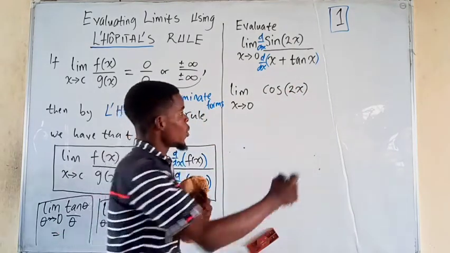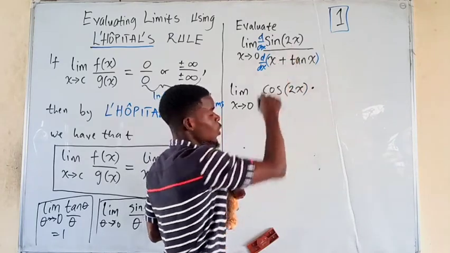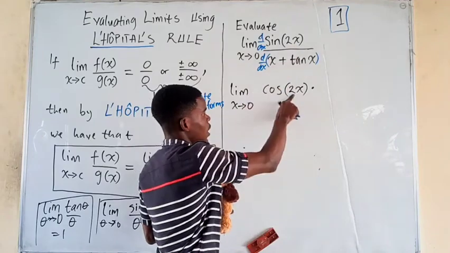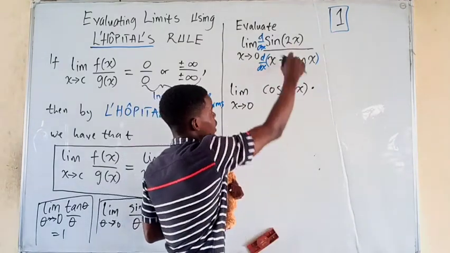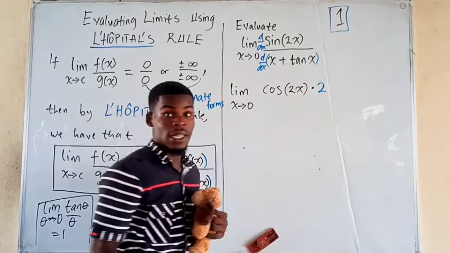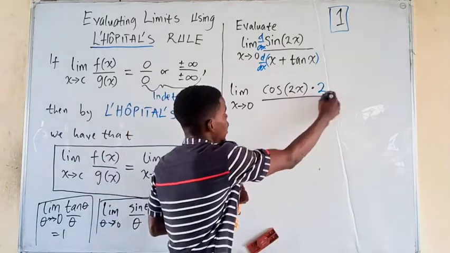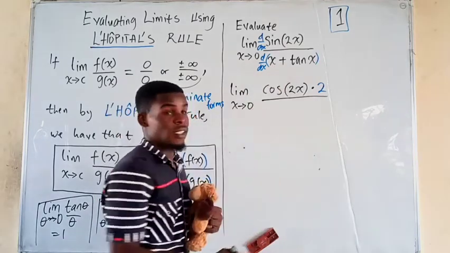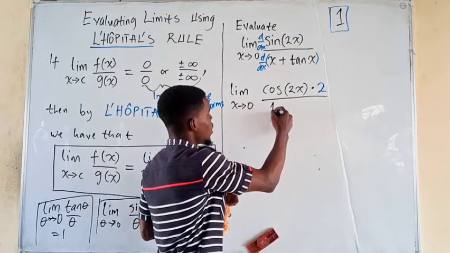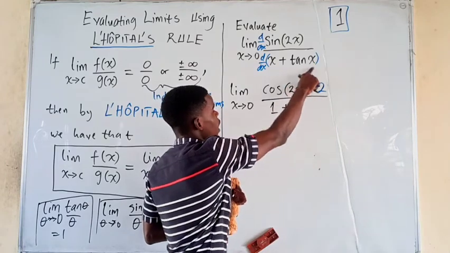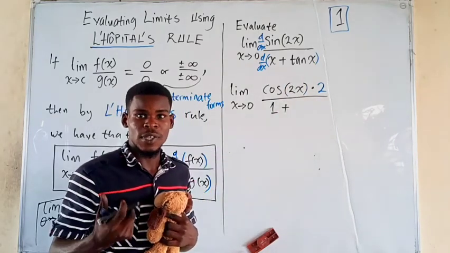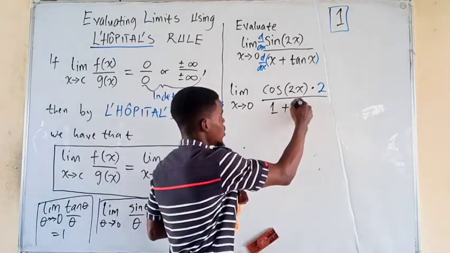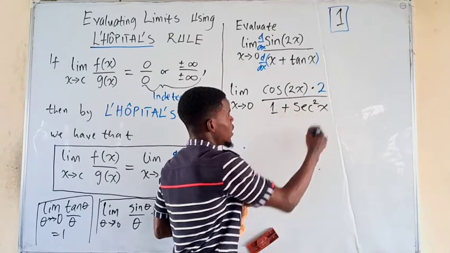By chain rule, we are going to multiply that with the derivative of the inside. So when you differentiate the outside, put what you had here, and then multiply it with the derivative of the inside, which is just 2. That is the derivative of 2x. And then that is divided by the derivative of x with respect to x, which is going to be 1. And then plus the derivative of this tangent function: if we differentiate tangent of x with respect to x, we have secant squared x.